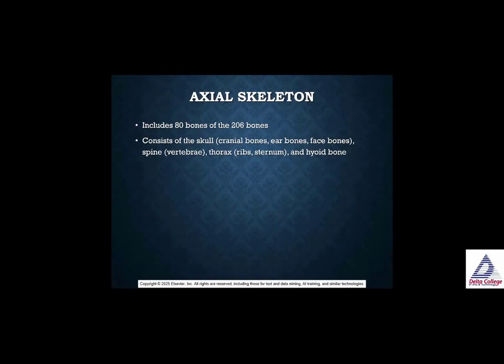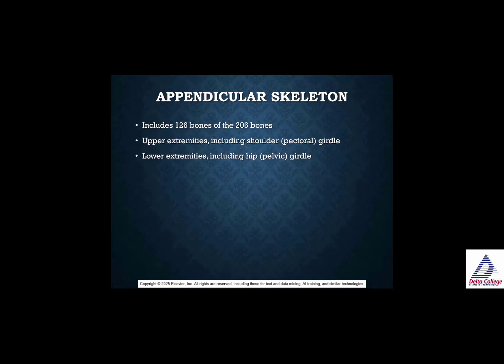Now, the axial skeleton, this includes 80 bones of the 206 bones of the body. The axial skeleton consists of the skull, which is made up of cranial bones, ear bones, face bones, the spine or the vertebrae, and the thorax, which are the ribs and sternum, and also the hyoid bone. You can see the image on figure 7-9 in your book, where the axial skeleton is in light blue.